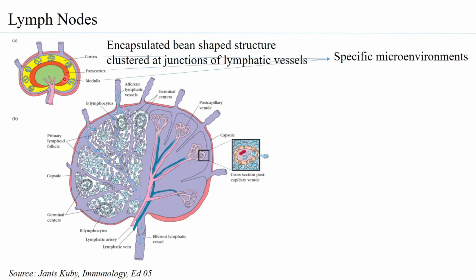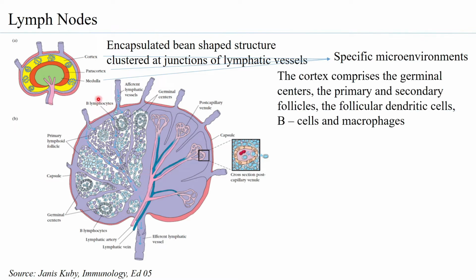Each of these, whether it is the cortex, paracortex, or medulla, has certain specific microenvironments. These specific microenvironments are very important for contributing to the proliferation of B cells and for the immune response to be generated. As mentioned, the lymph will come from the afferent lymphatic vessels, go to the cortex, then to the paracortex, and then to the medulla. So this is how the lymph will be traveling. It would reach the medulla at the end.